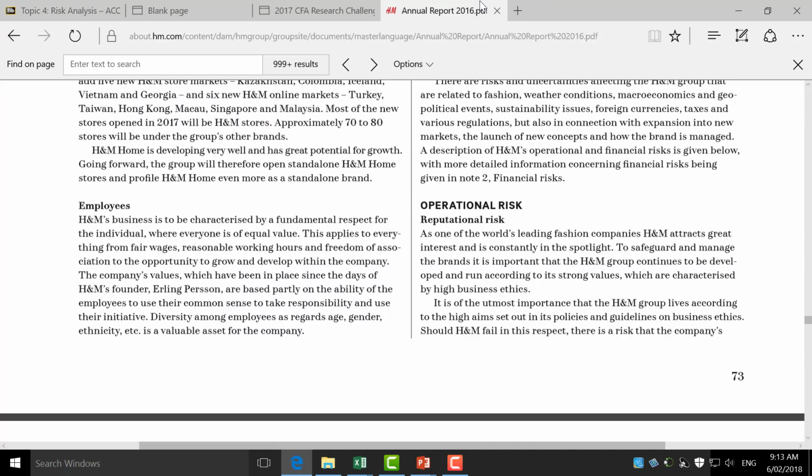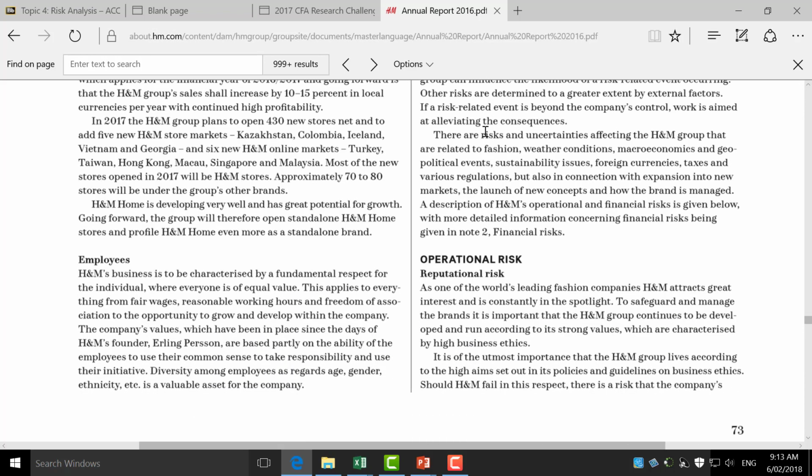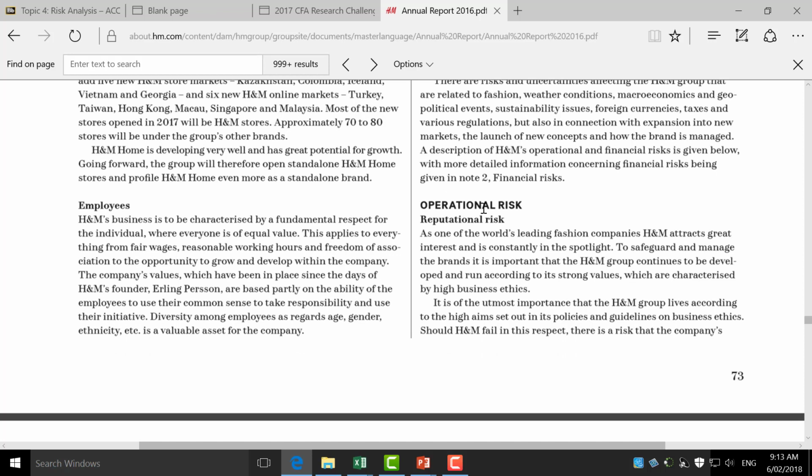In H&M's example, they have several parts of their annual report where they talk about the risks that they're exposed to. H&M, I think on page 73 and 74 of their annual report, talk specifically about operational risks, which have to do with their business operations. Then later on, they have a section for financial risks. So you essentially have categorization there already.